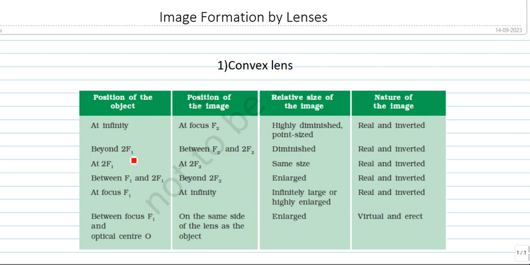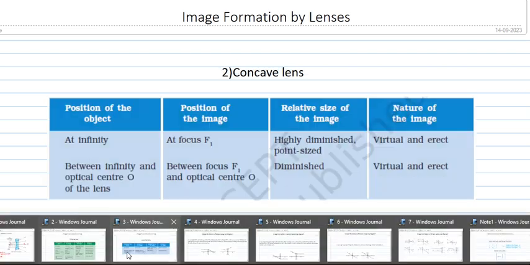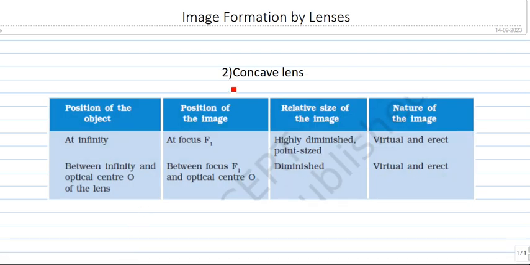So when you place the object at f1, you get the image at infinity, which is highly enlarged. Yes. So now for the last position, we have between f1 and the optical center O. So this we are seeing as a tabular column. Similarly, we will see a tabular column for concave lens also. We have only 2 positions for concave lens.